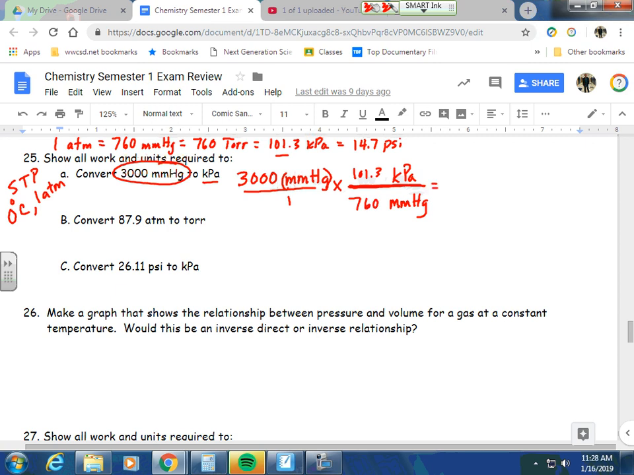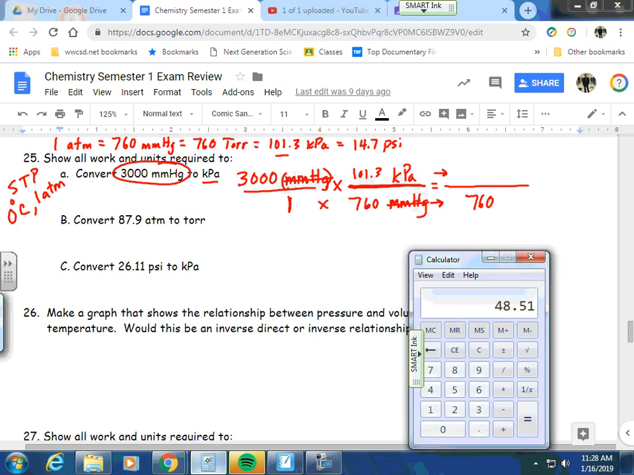So now what I'm going to do is I'm going to multiply across the top, and I'm going to get some kind of top answer up here. I'm going to multiply across the bottom and get some kind of bottom answer. I can do that right now because it's just 1 times 760. That's just 760. Now I'm not going to write millimeters of mercury, though, because since I have millimeters of mercury on the bottom and on the top, they cancel each other out. My top answer I'm going to have to use a calculator for. So I'm going to take my calculator. I'm going to plug in 3,000 times 101.3, and I'm going to get 303,900.